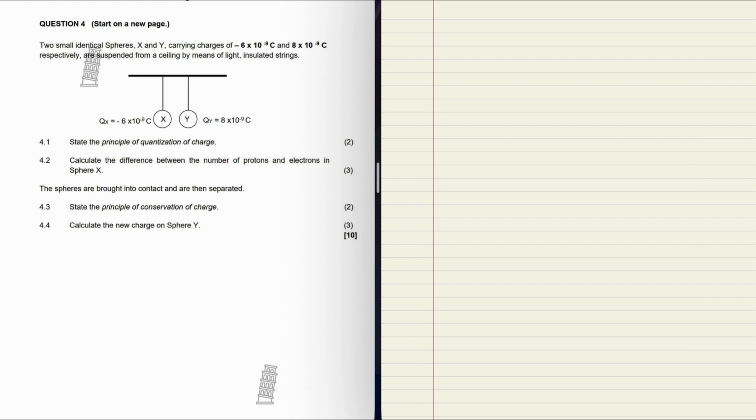It can't be multiple calculations. So question 4.2, we're going to say that Q is equal to N times QE. Now, it's your choice if you want to substitute a positive value or negative value. I'm going to substitute the negative value just to keep it simple. So X has a charge of minus 6 times 10 to the negative 9, and that's equal to N multiplied by QE, which is minus 1.6 times 10 to the negative 19. Now you solve for N. N is equal to 3,75 times 10 to the power 10 electrons.